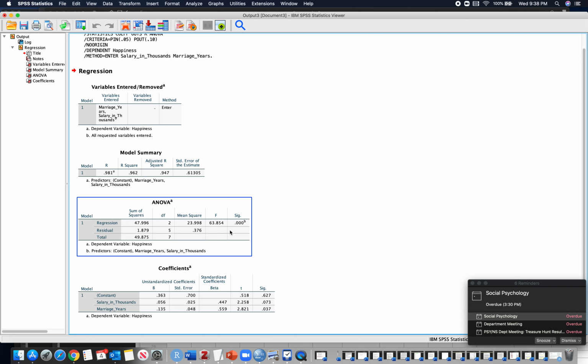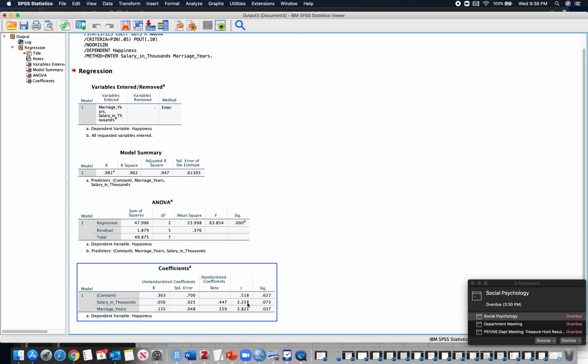Our ANOVA tells us that the entire model is good and significantly predicts happiness. So when we look at marriage and salary predicting happiness, this is better than having no predictors. This really isn't that important for us. I just wanted to explain it to you. What's important for us is down here. So standardized coefficients, beta, that's what we want to look at, not the unstandardized, okay?